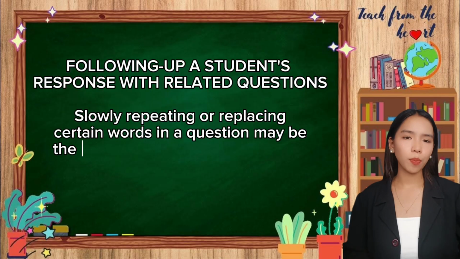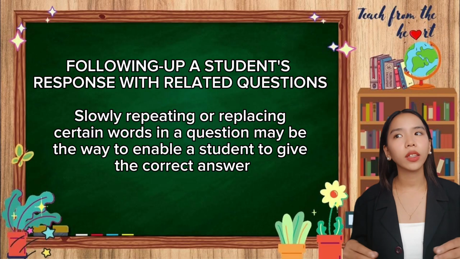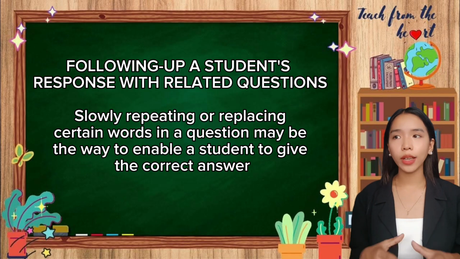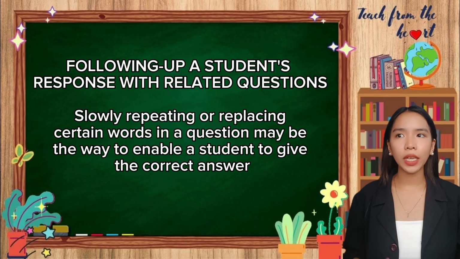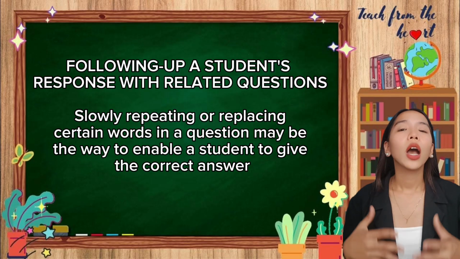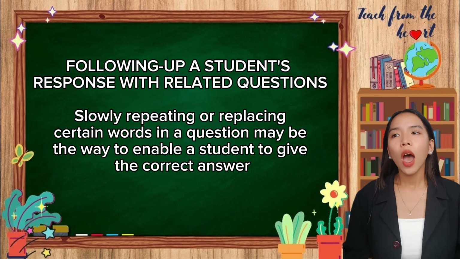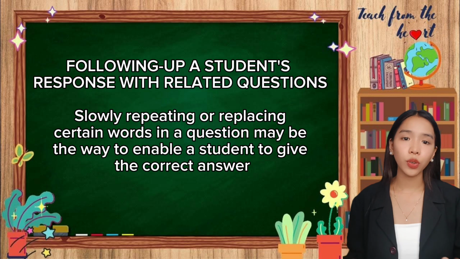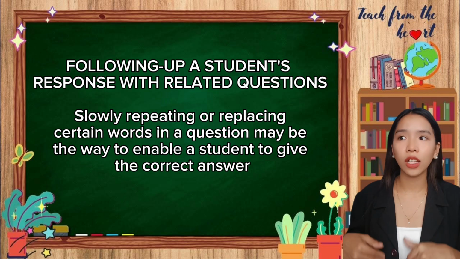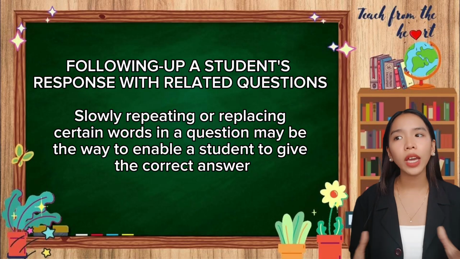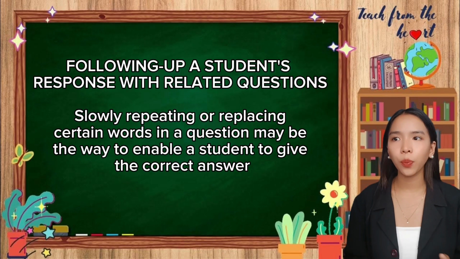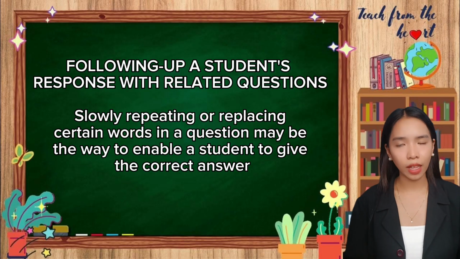Next we have following up a student response with related question. So what does it mean, class? In explaining a question or an answer, slowly repeating or replacing a certain word in a question may be the way when a student is unable to give an answer correctly. So after a student gives an answer, the teacher asks more questions to that answer. The purpose here is to guide the student towards their correct idea and also to help them think deeper and clarify their understanding.